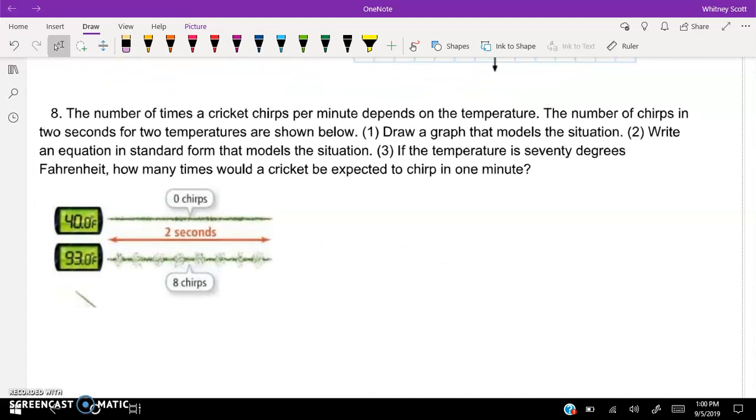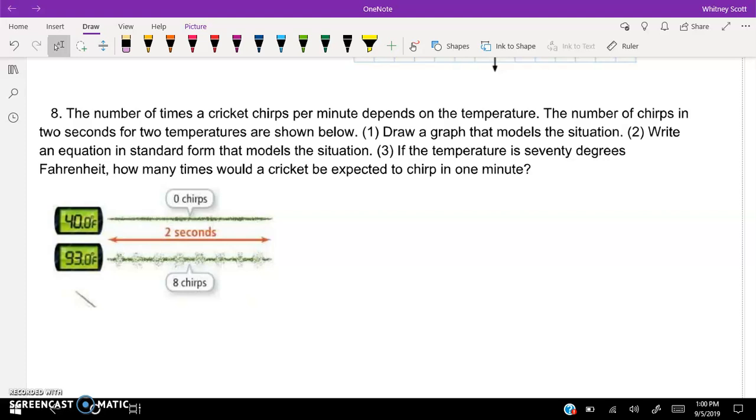Okay, so number 8, the number of times a cricket chirps per minute depends on the temperature. The number of chirps in 2 seconds for 2 different temperatures are shown below. First thing we need to do is draw a graph, and then we're going to write an equation in standard form that models the situation. And then we're going to answer the third question, where if the temperature is 70 degrees Fahrenheit, remember our units are important, how many times would a cricket be expected to chirp in 1 minute?